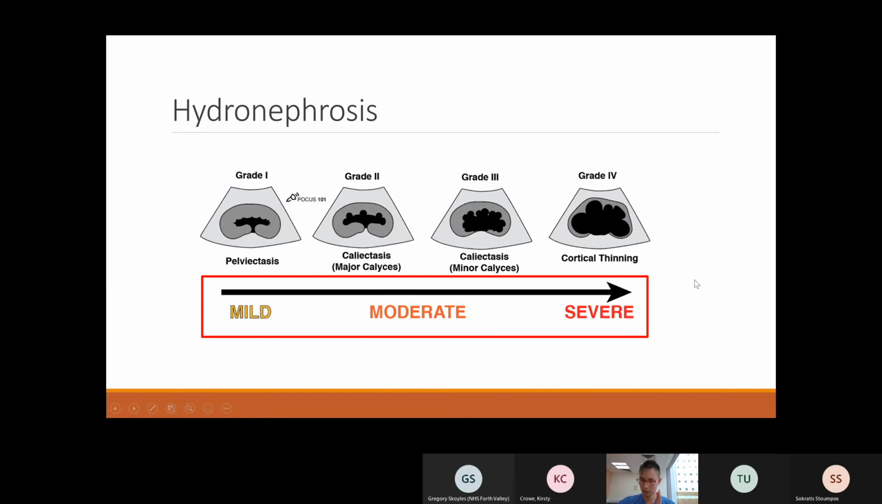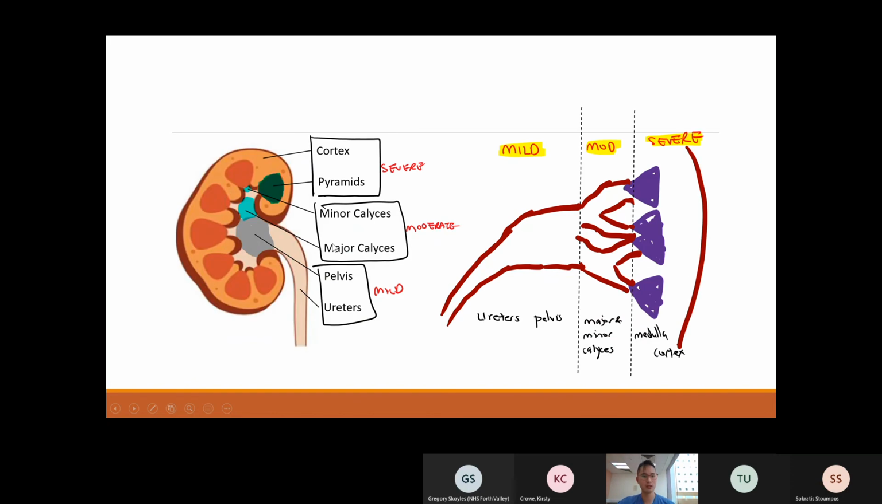We are not radiologists, but we just need to know what is severe versus mild. The way to remember this is relatively easy. I talked about the different structures within the kidney. Essentially, if you've got dilation of your ureter and pelvis, that's mild hydronephrosis. Dilation of your major and minor calyces is moderate hydronephrosis. If you've got pressure such that you squash your pyramids, and as a result thin your cortex, that is severe hydronephrosis.